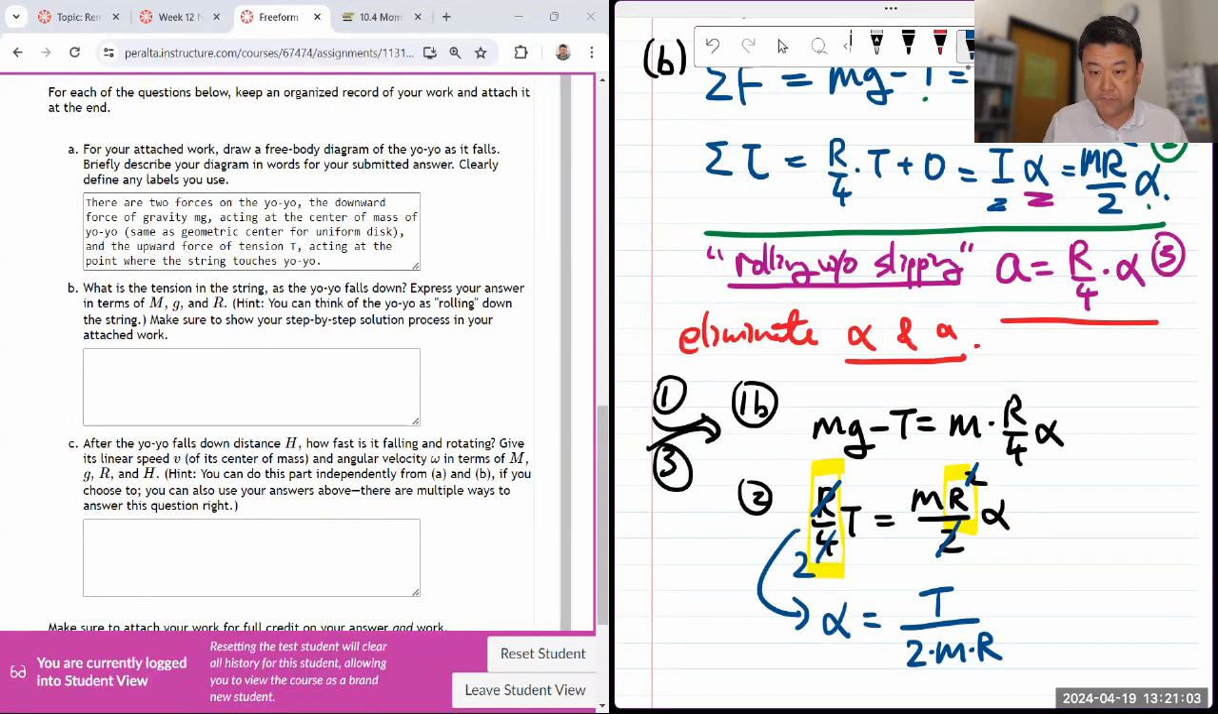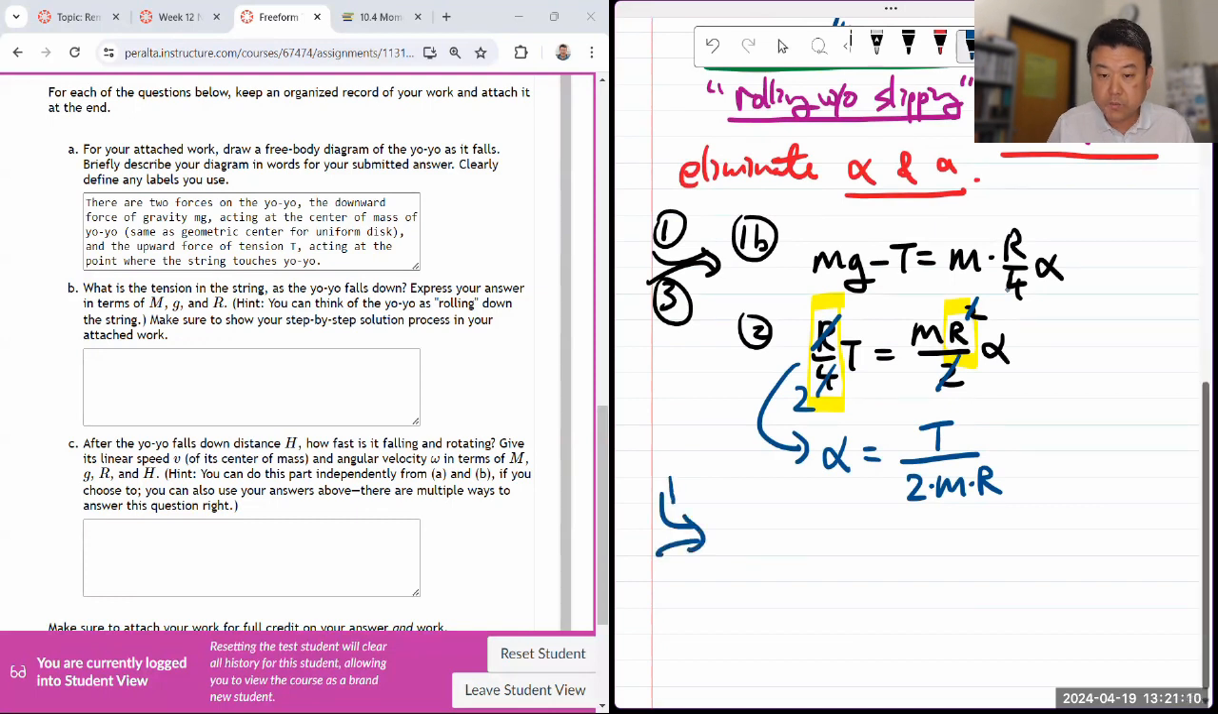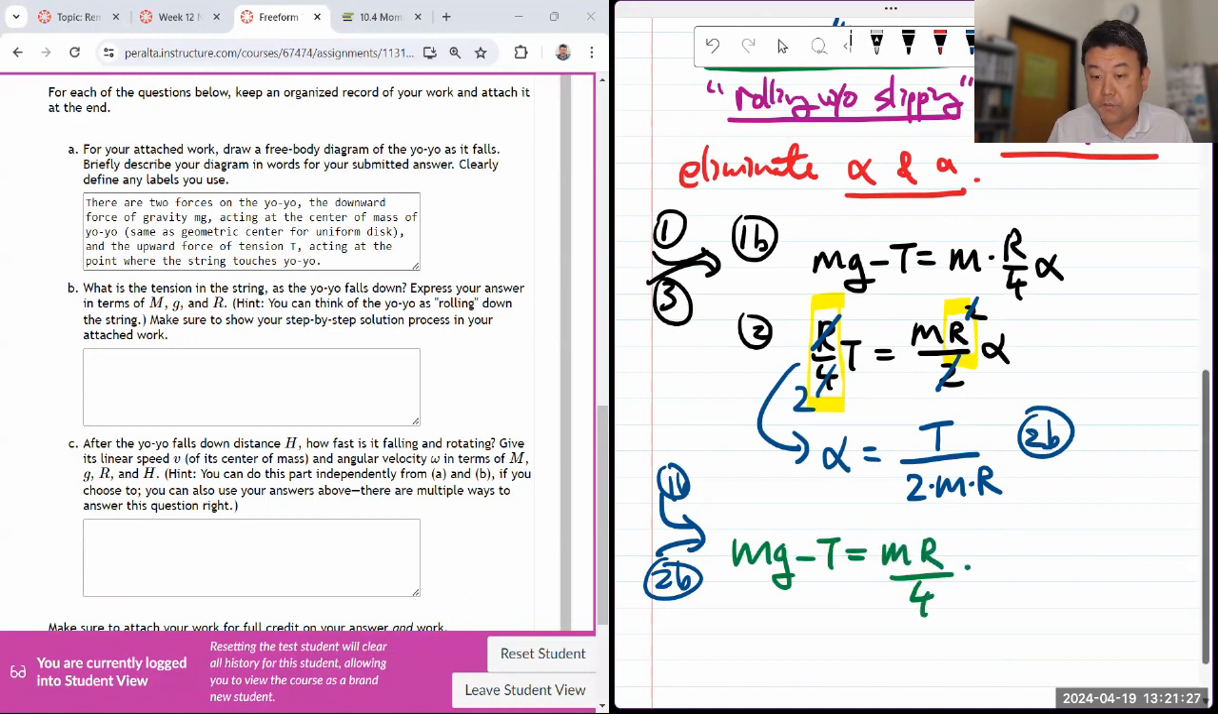So now I can plug this alpha into equation 1b to get what is technically 2b. Then I end up with mg minus T is equal to mr over 4 times T over 2mr. So I have to collect the like terms. Let me cancel the things that cancel, because this m cancels with the m, this r cancels with the r. So I have T over 8. Right hand side is actually equal to T over 8.